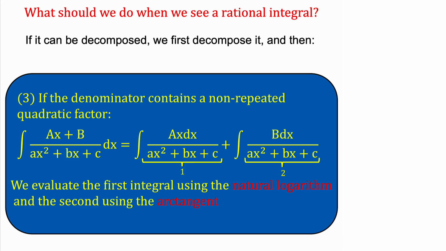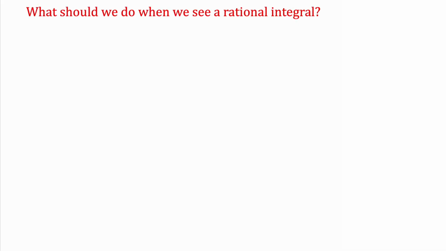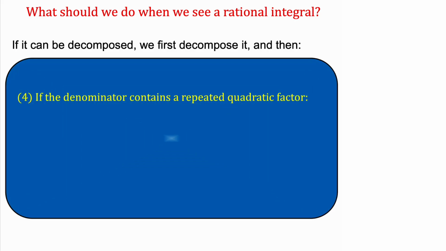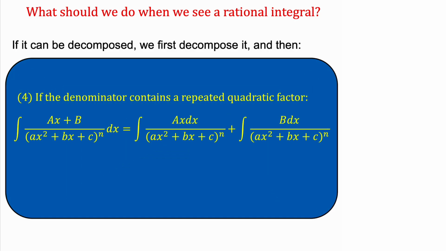It states that if the denominator of the fraction contains a repeated quadratic factor, meaning you have a quadratic expression raised to the power of n, what are we doing here? Again, we write a numerator ax over the entire denominator plus b over the entire denominator. So our first step in any case is that we have separated our expression. It becomes a quadratic term raised to the power of n, and its numerator is always ax plus b.